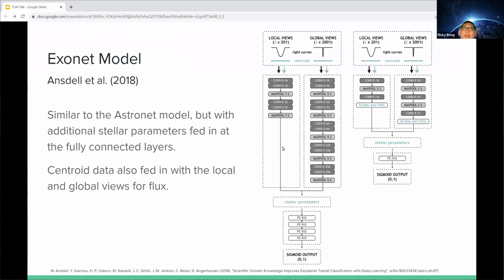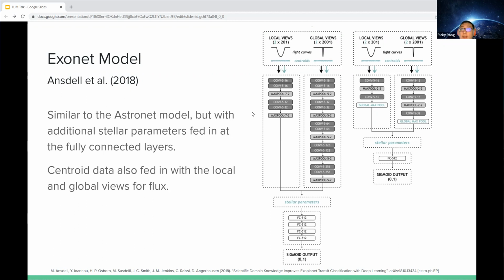This is Dr. Megan Ansdell's ExoNet model, which takes these stellar parameters into account. If you look at the structure, it's also a series of convolutional layers into a series of fully connected layers. It's very similar to the AstroNet model, but the difference is that these stellar parameters are fed in as extra inputs at the fully connected layer stage. The other thing to note is that the centroid data is now being fed in with the local and global views, and this centroid data is what is used to identify eclipsing binaries.